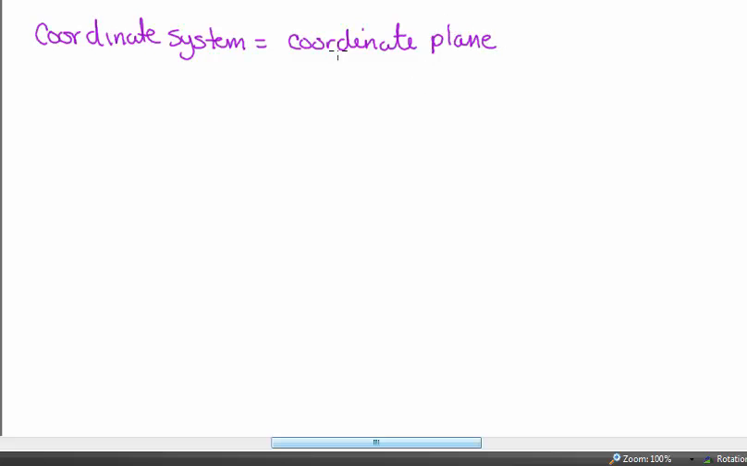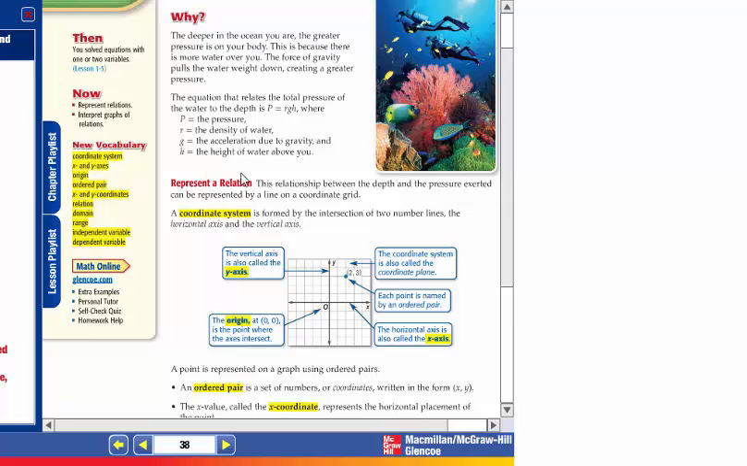And actually, you guys are probably more familiar with the term coordinate plane. They're the same thing. And they're formed by intersecting two axes, the x, which is the horizontal axis, and the y, which is the vertical axis. So here we have the y-axis vertical, the x-axis horizontal. The point 0, 0 here is known as the origin.